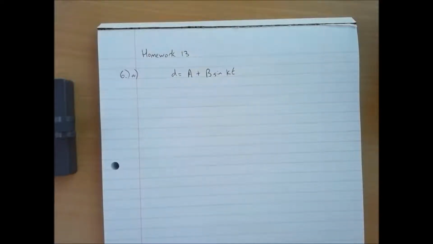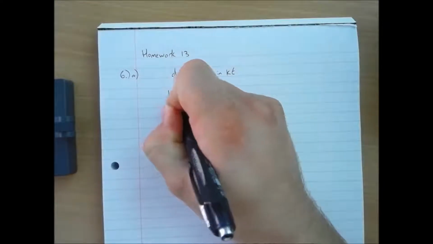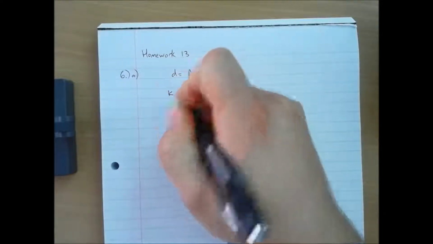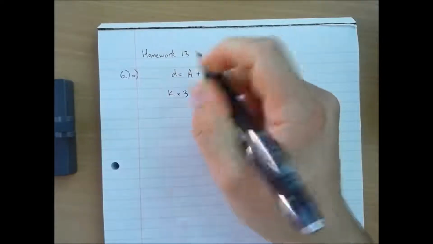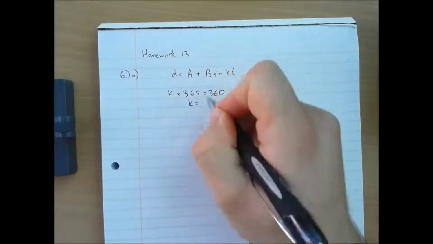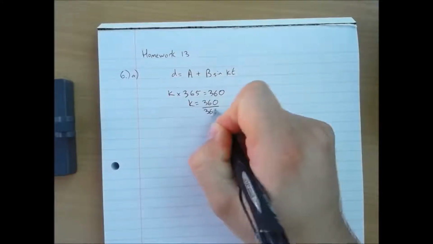So we want to be starting at 0 when t is equal to 0, and we also want to be finishing at 0 when t is equal to 365, as if it was getting sine of 360. What this means is when we plug in 365, we want k times 365 to be equal to 360. A little bit of rearrangement gives us k equals 360 over 365.